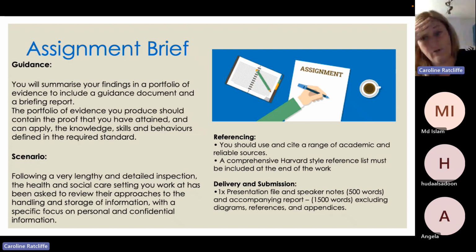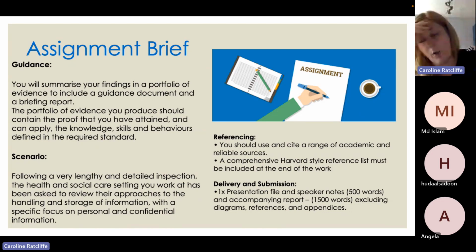Your assignment all the way through should be referenced, and it should be in the Harvard format. Don't forget word counts, don't include references, don't include any diagrams as well. So you might find for this in particular that a diagram might be really useful for this assignment. Well, that's not included in your word count, so that's fine. You can put as many diagrams in as you want.